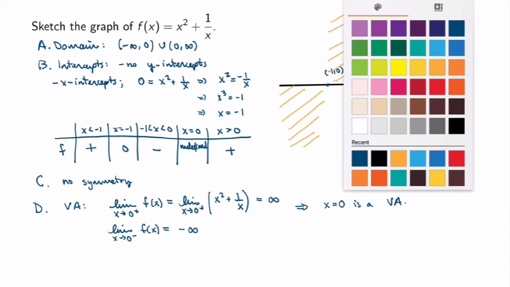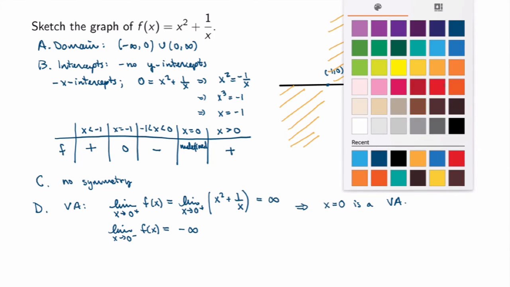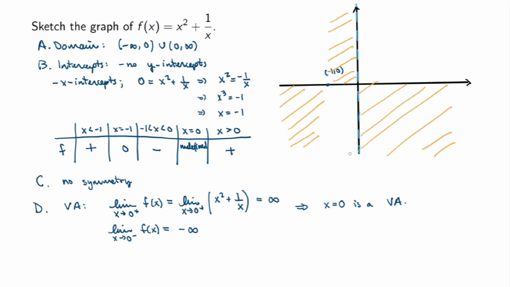So what we do in this case is we just write a dotted line for the vertical asymptote. And in fact, we know more than that. So I'm going to sketch the graph of the function in red. We know that if we approach from the left side, the function goes to minus infinity, so it will approach the vertical asymptote on the negative side. And if we approach on the right side, it goes to plus infinity, so it will approach on the positive side. But in fact, we already knew that just looking at the regions of positivity for the function.